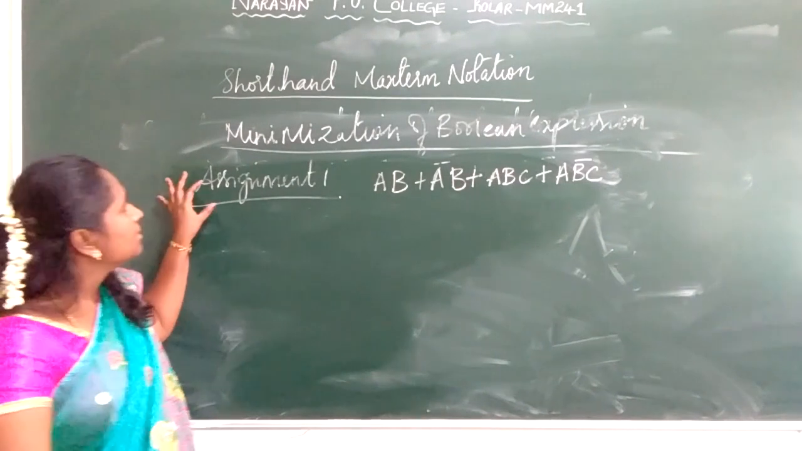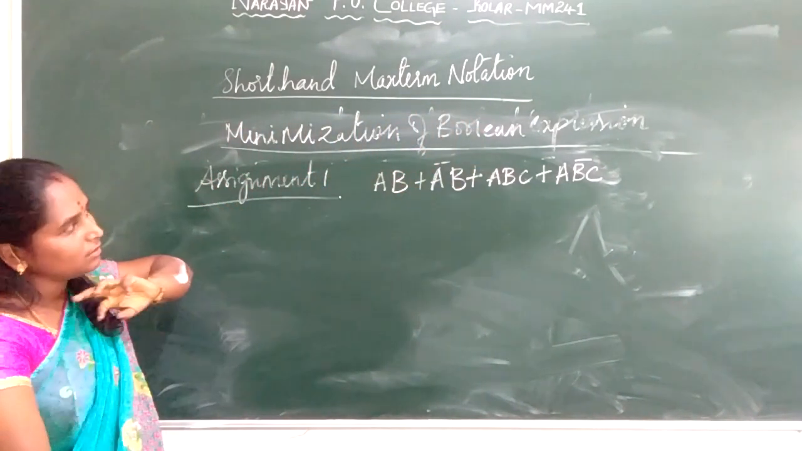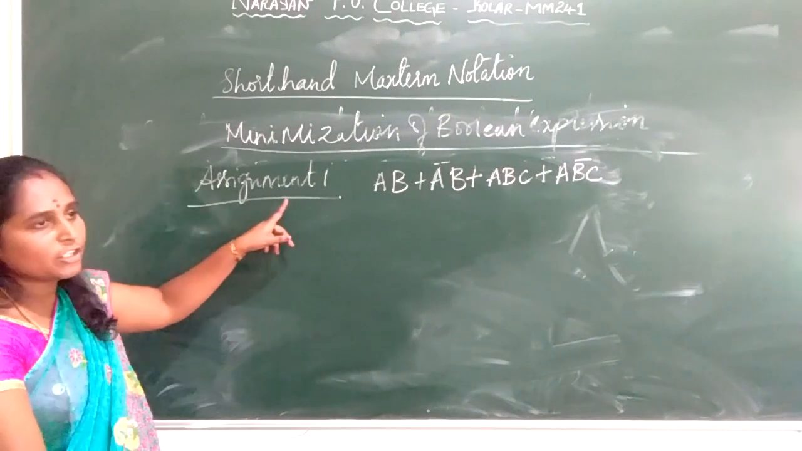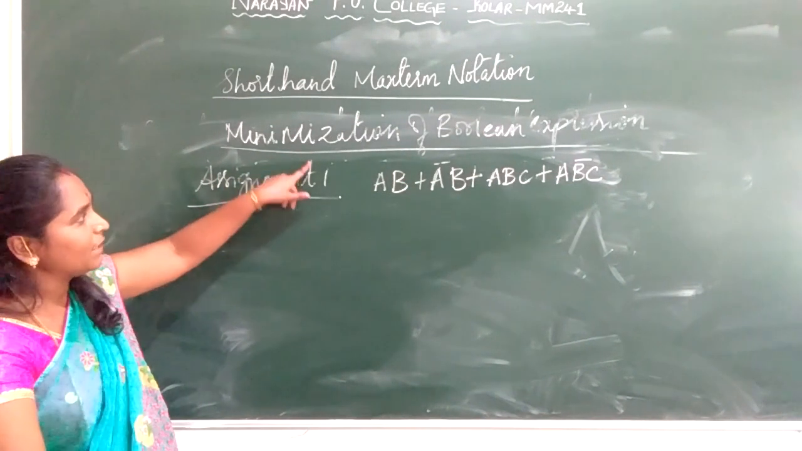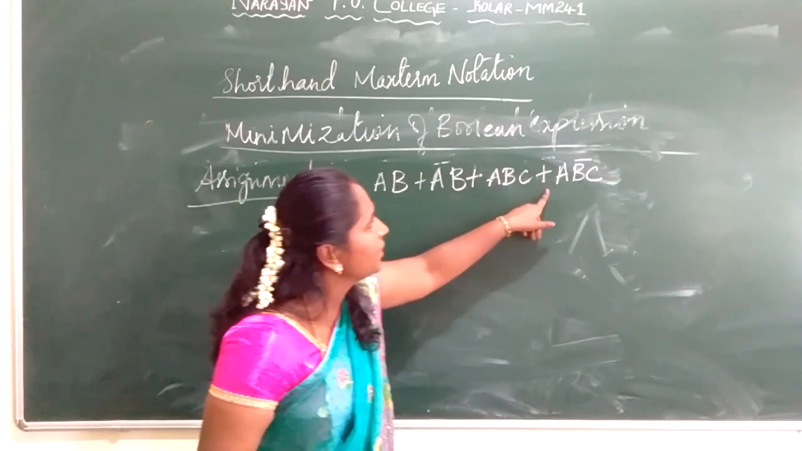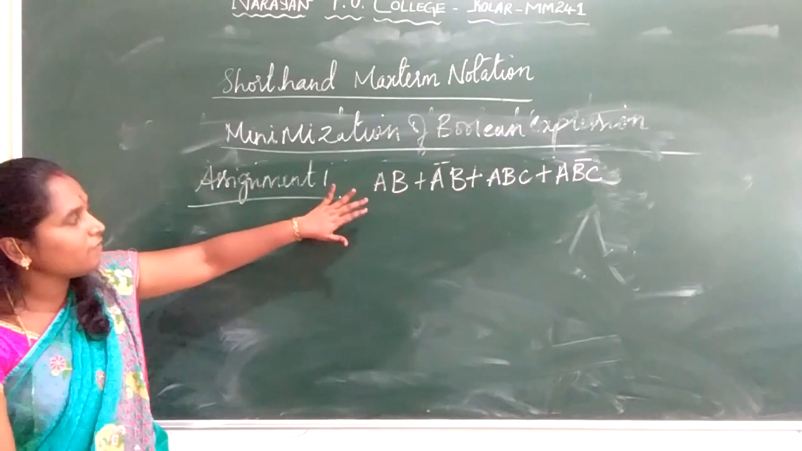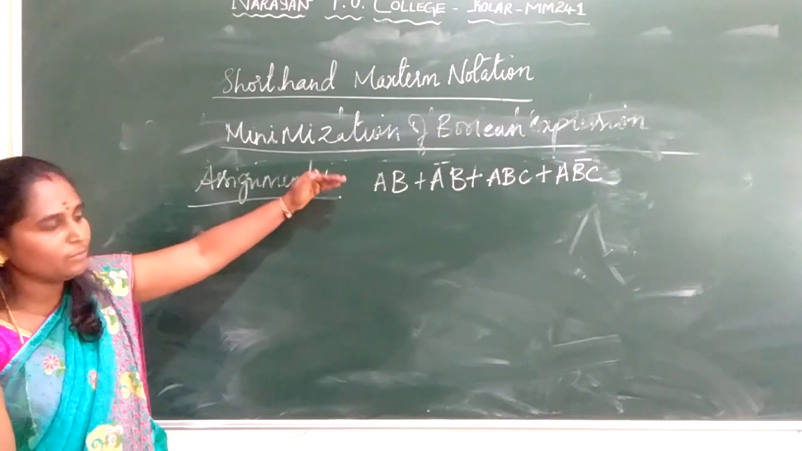So here students, from the minimization of Boolean expression, I have solved three problems. Take assignment question number 1 from this particular method, that is AB plus A bar B plus ABC plus AB bar C. Solve it. Okay, we will see the assignment question in the next session.